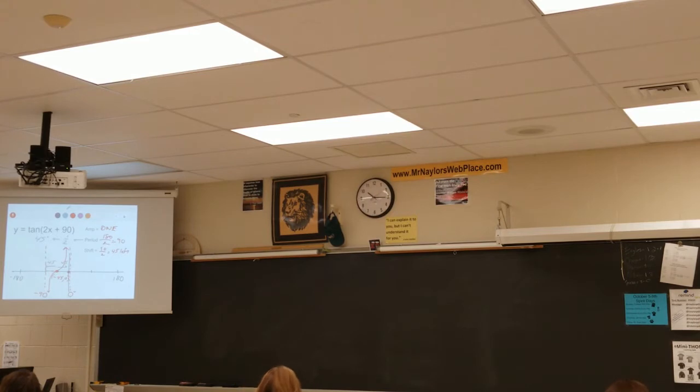Well, from the formula from yesterday, the formula for the period was 180 over k, and k is this 2 right here in the equation. And then the shift is c over k. So again, we divide by 2 because k equals 2.